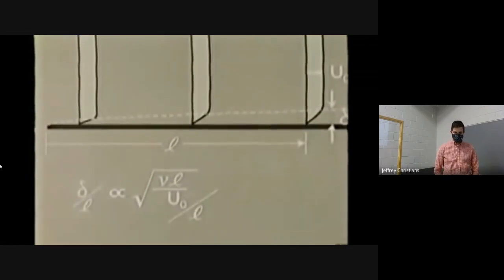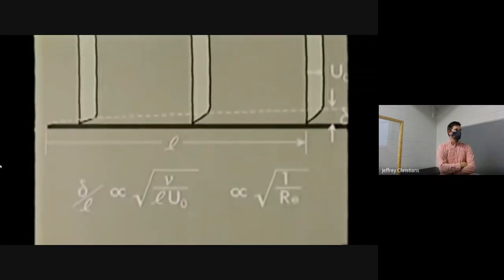So delta over L is proportional to 1 over the square root of the Reynolds number. This relationship holds only at high Reynolds number, when delta is small compared to L. Increasing the flow velocity will decrease the boundary layer thickness at any position along the plate.